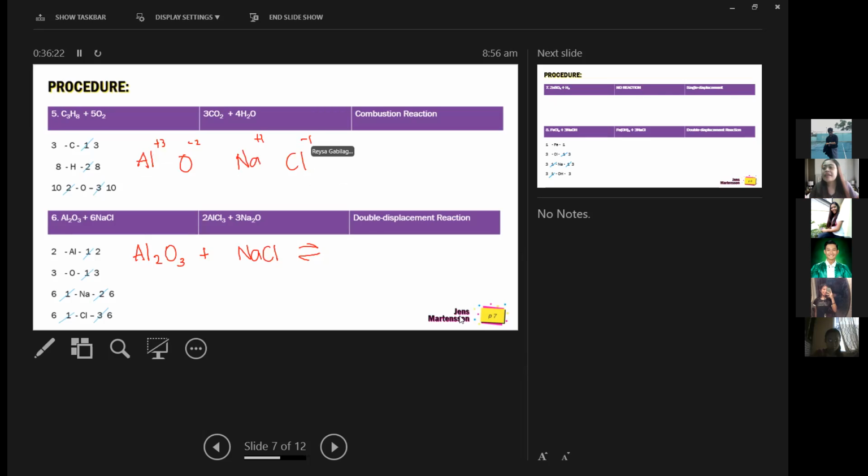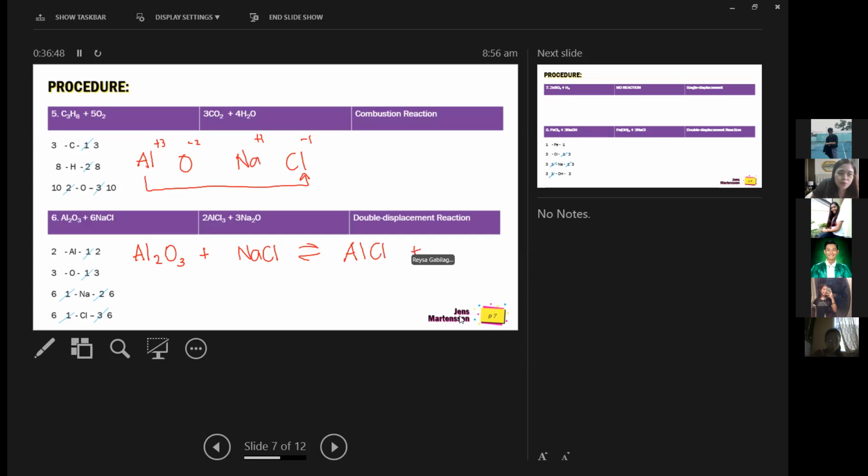Kasi, remember in chemistry, opposite attracts. Hindi pwede na ang positively charged magpa-partner kay positively charged din. Again, opposite attracts, which means aluminum now will have the chloride. So you will have their AlCl. Yan muna ang gagawin natin ha. Please do not copy the subscript. We will check later if we really need a subscript or not.